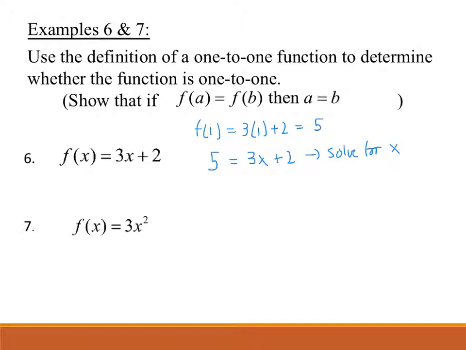And what do we get for x? So we subtract 2 from each side. We get 3 is equal to 3x. And this implies that x is equal to 1. So in fact, we evaluated at 1 and we got 5. And we put 5 for f of x, and we got x is equal to 1. This is one-to-one.